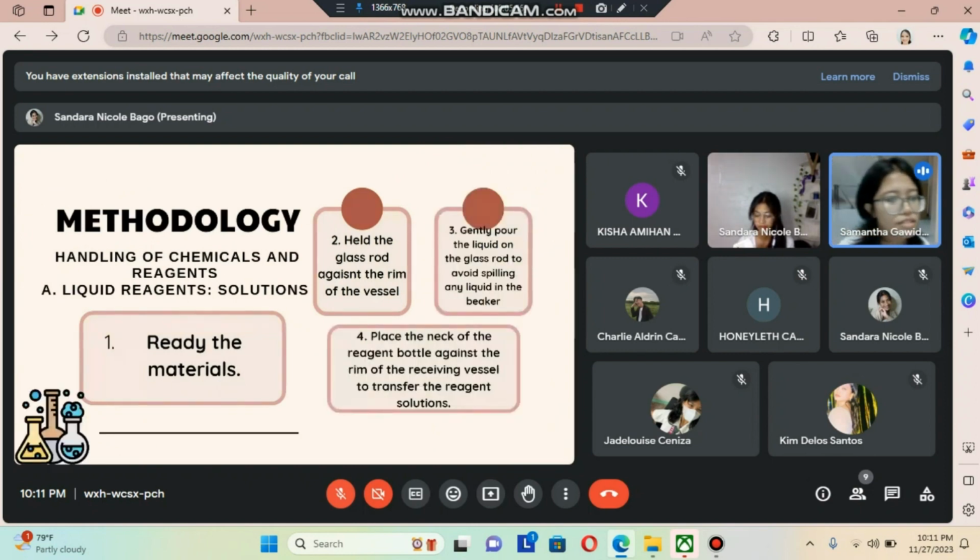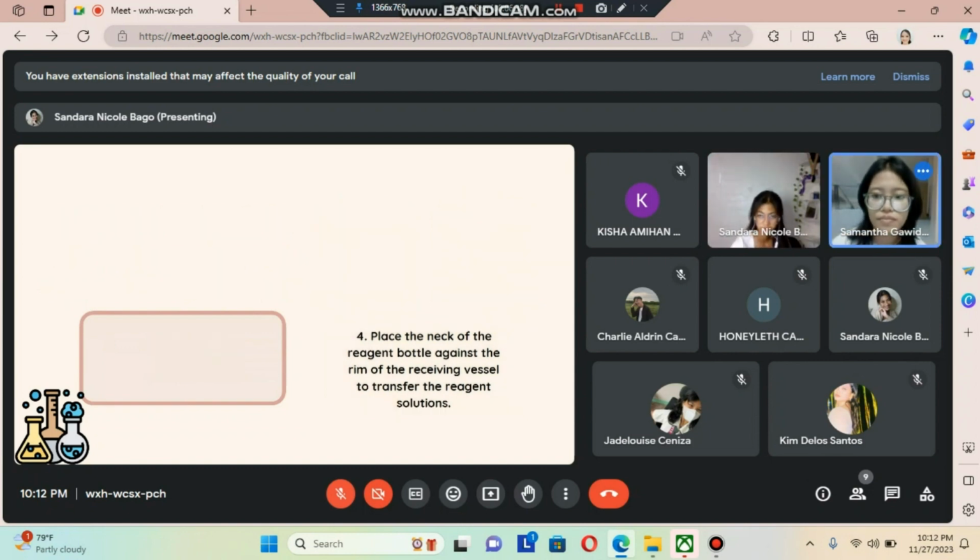Handling of chemicals and reagents. A. Liquid reagents, solutions. So first, ready the materials such as glass rod and beaker. Hold the glass rod against the rim of the vessel, then gently pour the liquid on the glass rod to avoid spilling any liquid in the beaker. Another way of transferring reagents to a container is to place the neck of the reagent bottle against the rim of the receiving vessel to transfer the reagent solutions.